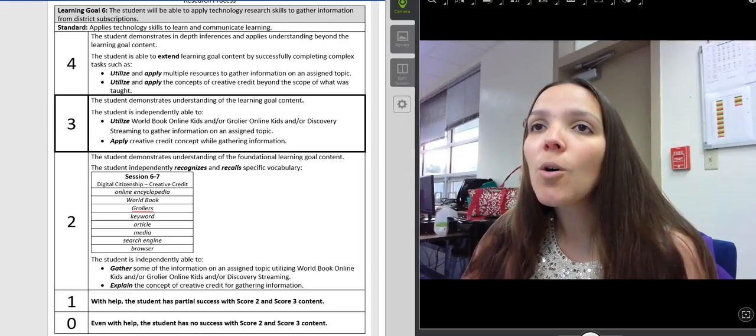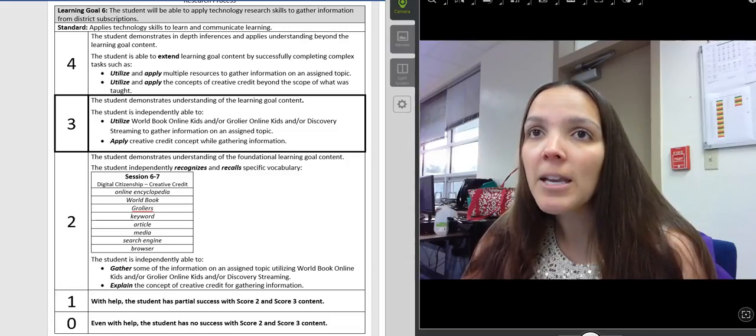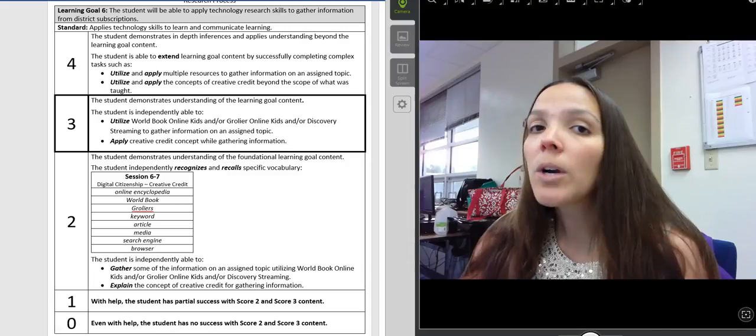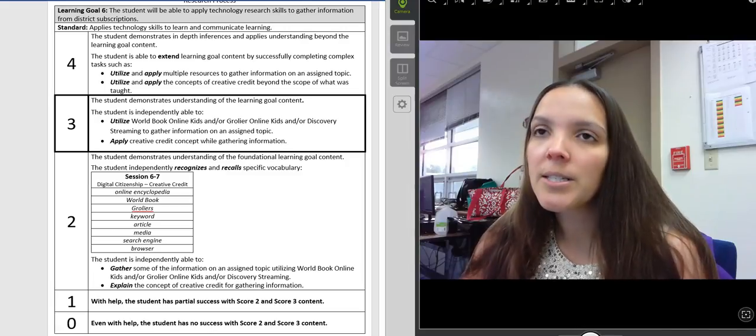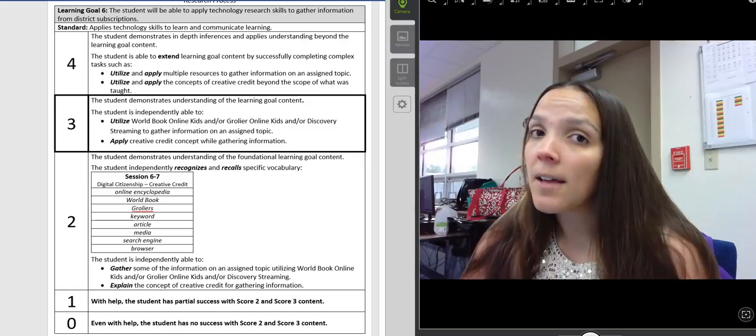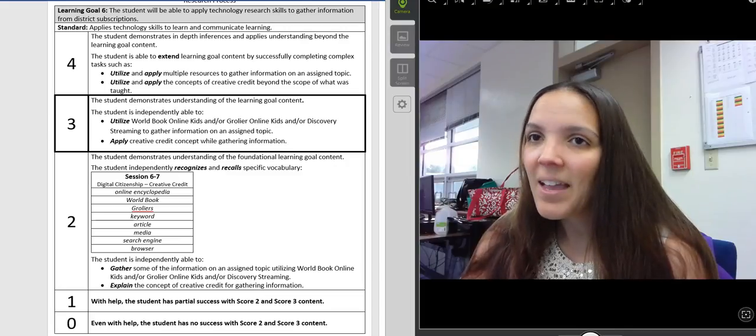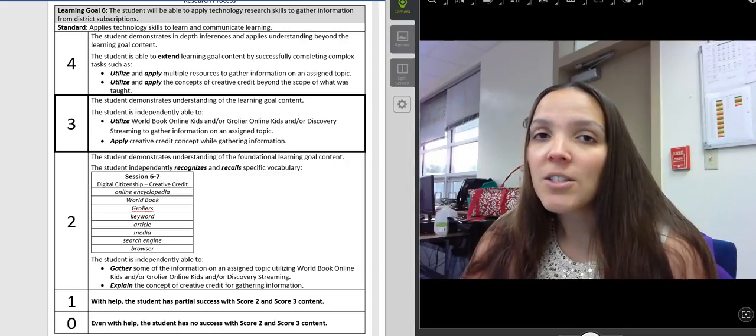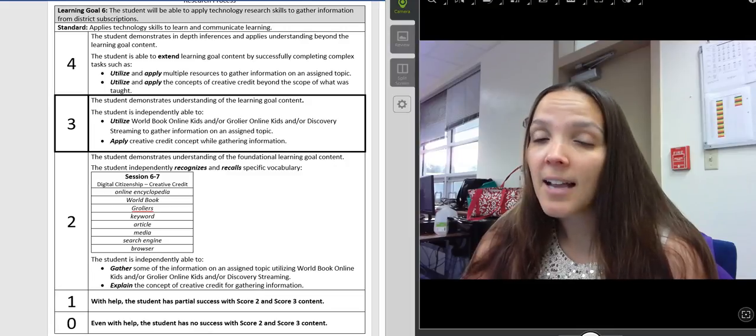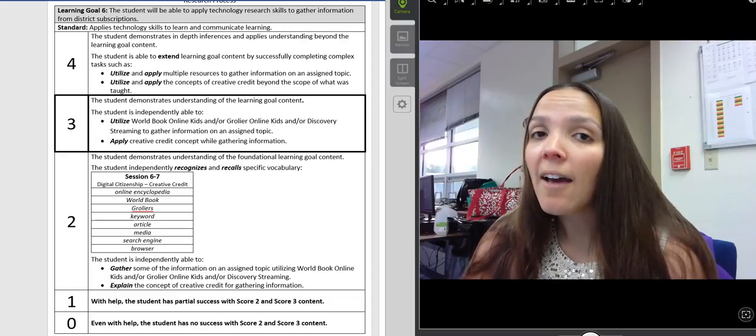So our goal today is that the student will be able to apply technology research skills to gather information from district websites. We're going to be using multiple resources. To get a 3, you need to demonstrate an understanding of that learning goal, and you need to be able to independently utilize the district resources to gather information on the assigned topic, and you need to apply creative credit while gathering information.